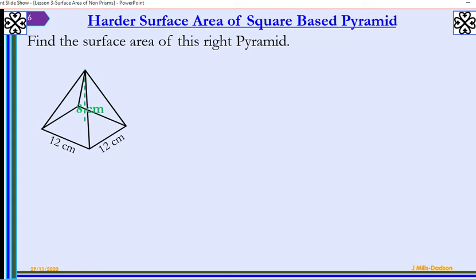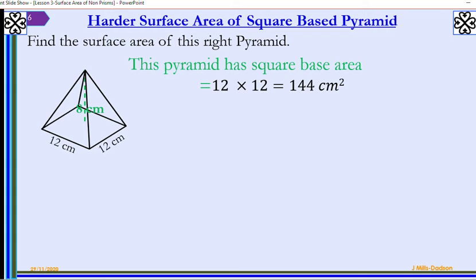Now, sometimes you are given the height of the pyramid, but not the height of the triangle. So that's what we're going to do. This is one of the harder ones, so you just have to look carefully at the diagram. We already know the base is 12 times 12. That one is easy to do. So we have 144 cm squared for the base.